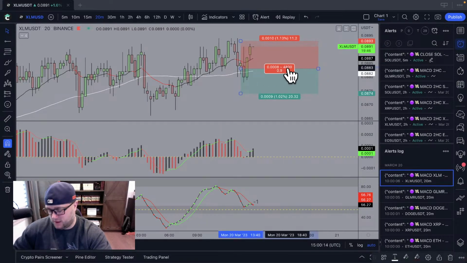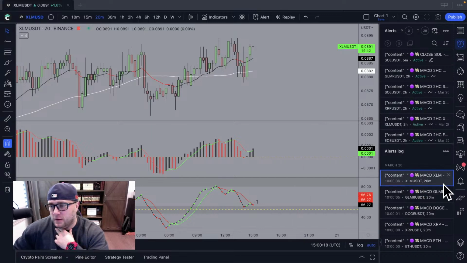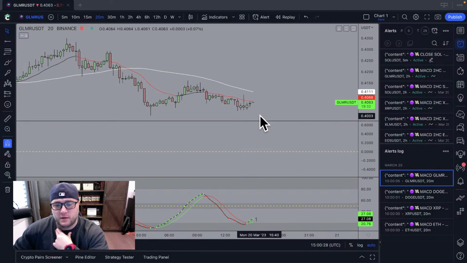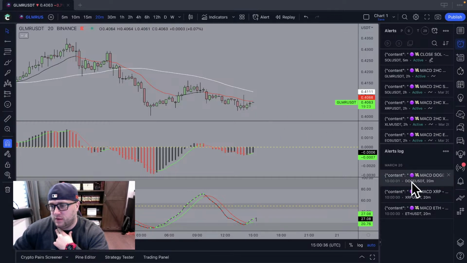XLM, clearly we got stopped out on XLM after we made money. Let's see. Momentum is down on one oscillator and then broke on the next one. Not a good entry. Let's see. This is GLM. We're going sideways. Again, we're below the moving average, so this is not a good entry either.